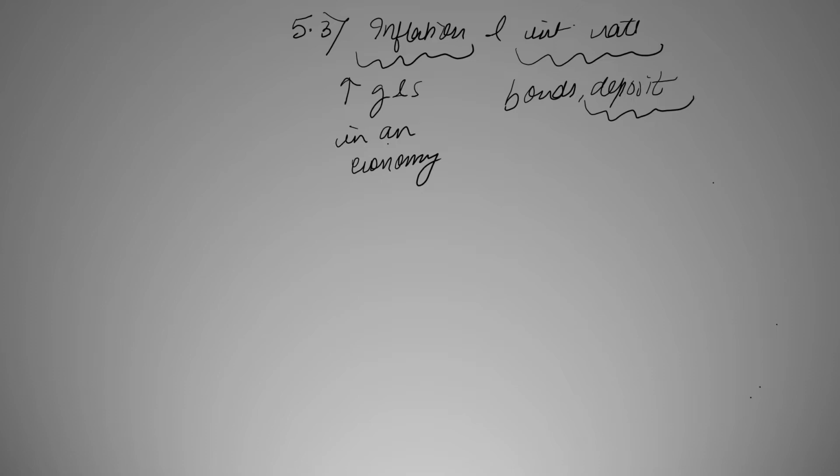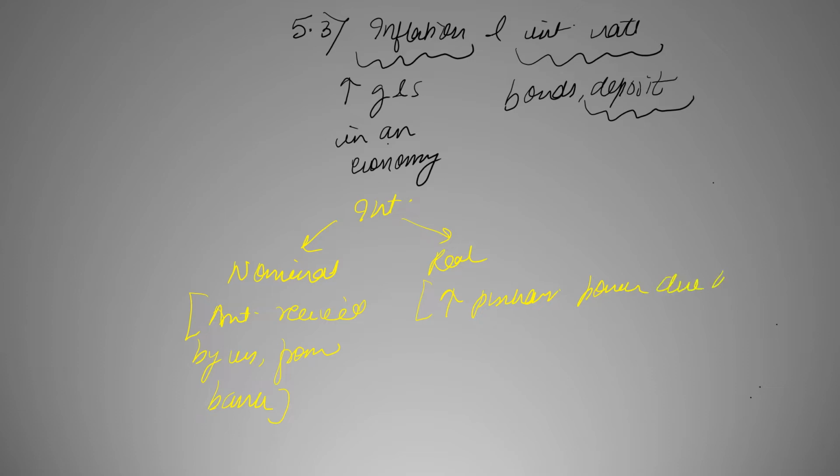So interest rate is basically of two types: nominal interest rate and real interest rate. Nominal interest rate is the amount received by us from the bank. And real interest rate is the increase in purchasing power due to the interest rate. Nominal interest rate is denoted by I and real interest rate is denoted by R.